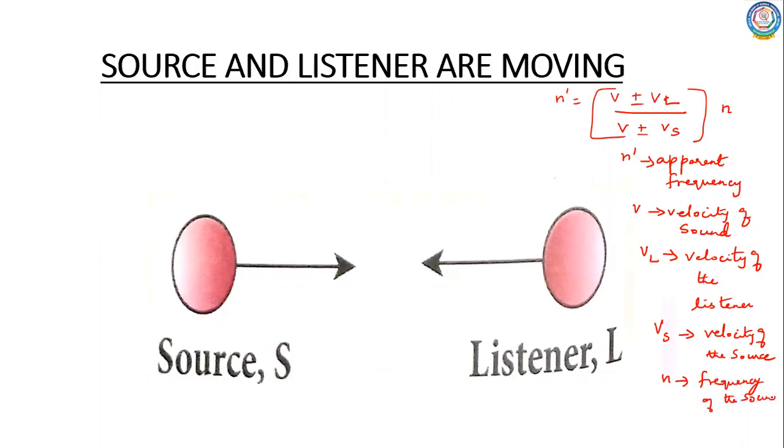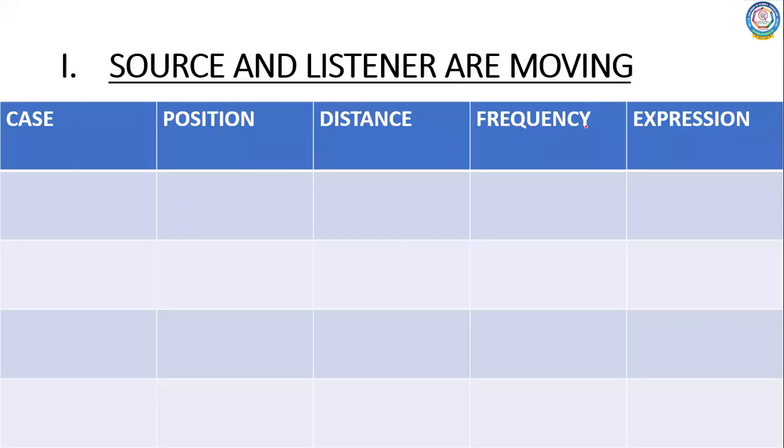These are the notations that are used here. This will be the generalized form. Now this plus or minus will change depending upon the position of the source and the listener. So let us move on to the first case where the source and listener are moving.